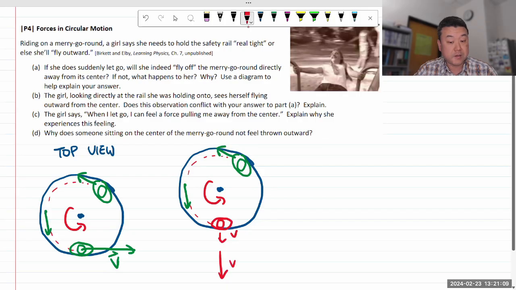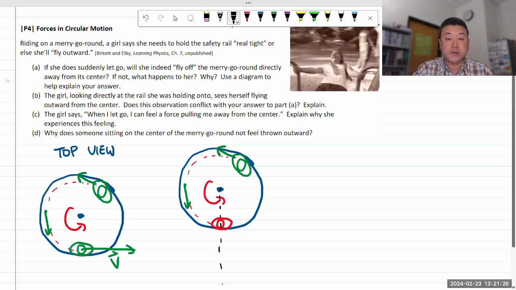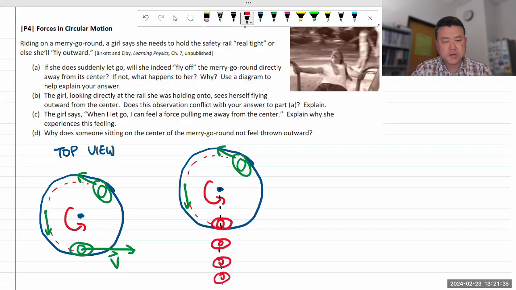So that would be the speed. If you imagine tracking our position over time, what we would be saying, if we do say yes, she will indeed fly off the merry-go-round directly away from the center, then we can track her position over time. She would be here, and then later at some time here, and later some time here. And I think as you draw these pictures, you should get a sense that no, that's not what actually happens.